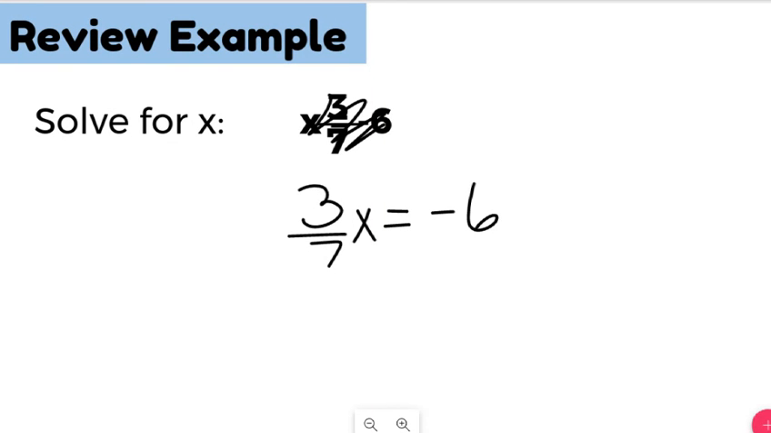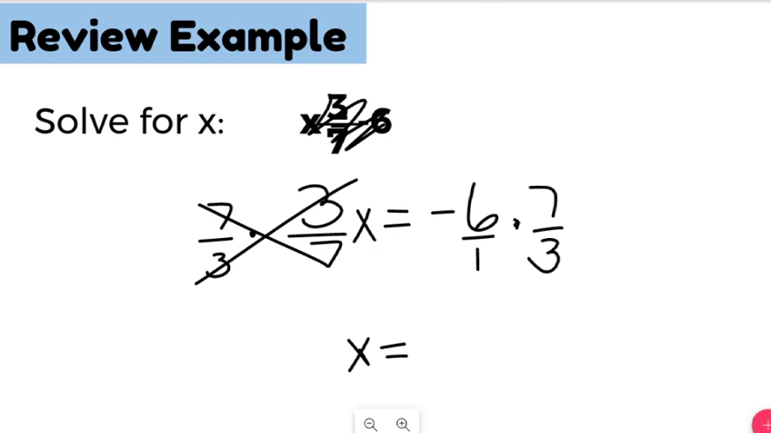3/7 x equals negative 6. I need this to become x equals something. So I'm going to multiply each side by the reciprocal of the coefficient. Remember, the reciprocal is my fraction where the denominator and the numerator switch places. So on the left, my 7's and my 3's cancel. And on the right, I get negative 42 over 3, which would simplify to negative 14 if I divide each of these by 3.